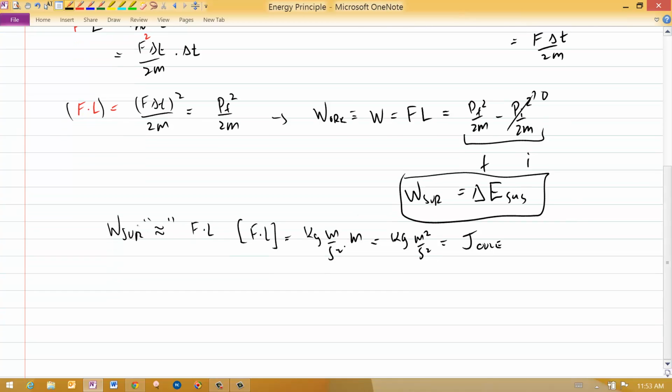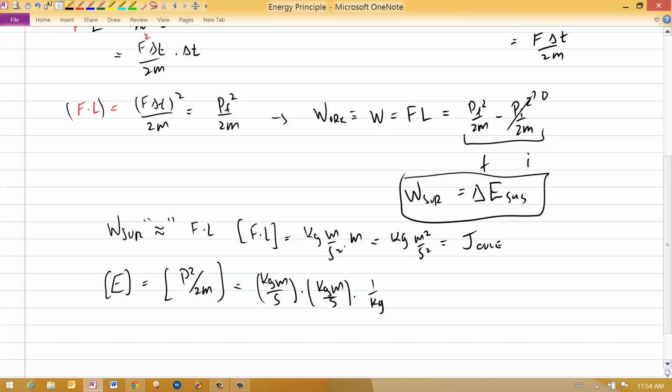So that's the work side of the energy principle. The energy of the system, E, has got units of momentum squared divided by 2m. Now the 2 is dimensionless, so I've got the momentum is kilogram meter per second, and I've got a kilogram meter per second, but then I divide by a kilogram, that's this mass in the denominator, so the whole thing is a kilogram meter squared per second squared, which is the same thing as this joule thing. So the E here, I'm going to call this the kinetic energy, K final of the system, K initial of the system.